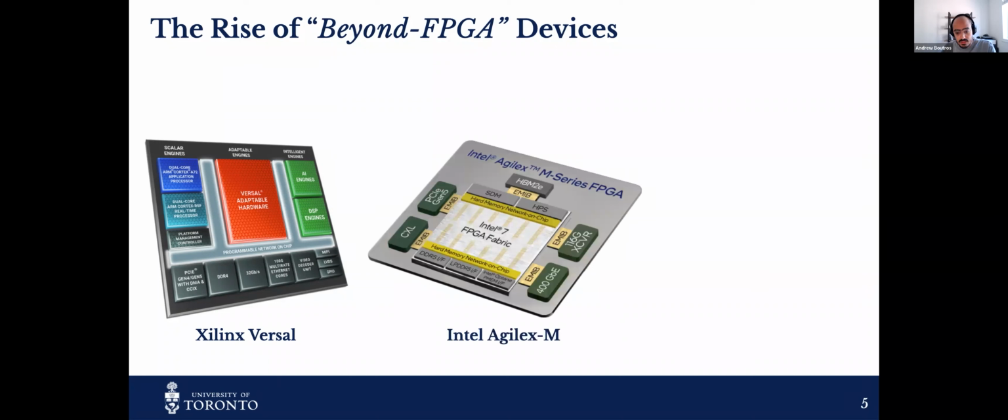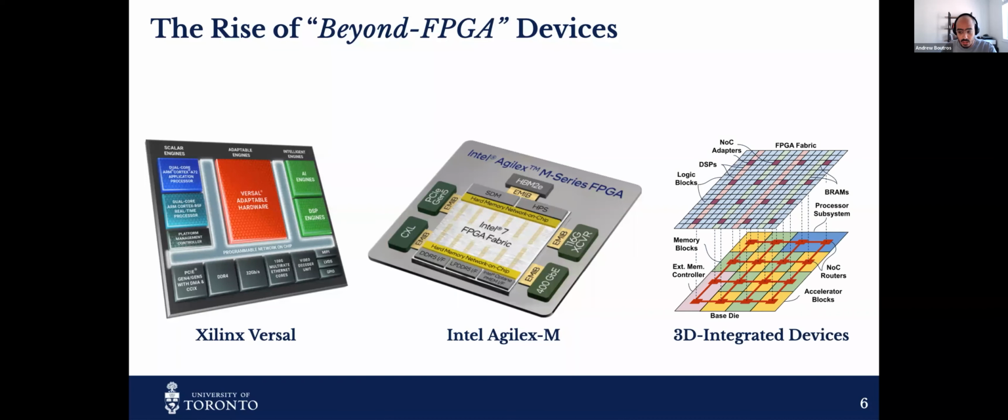Similarly, at Intel, very recently, we saw this Intel Agilex M device that also incorporates a network on chip that interfaces external memory like HBM and helps you distribute the HBM bandwidth efficiently throughout the FPGA fabric. And you can also think of future devices that we haven't seen in products yet, but with maturing 3D integration technology, you can see the future of integrating an FPGA fabric on top of an ASIC-based die that incorporates all sorts of functionalities that we need in a reconfigurable device.